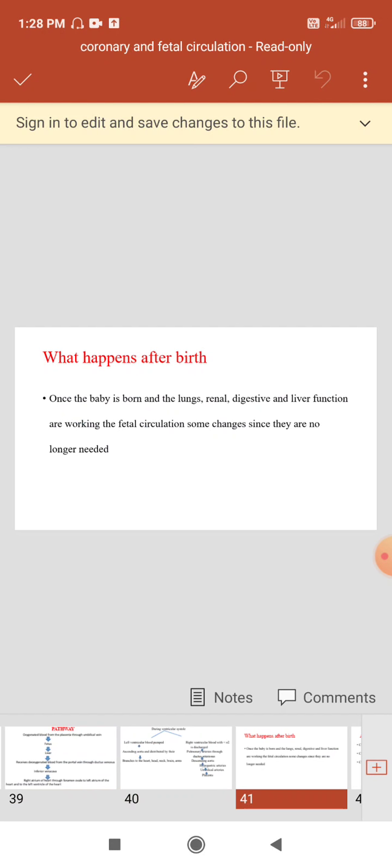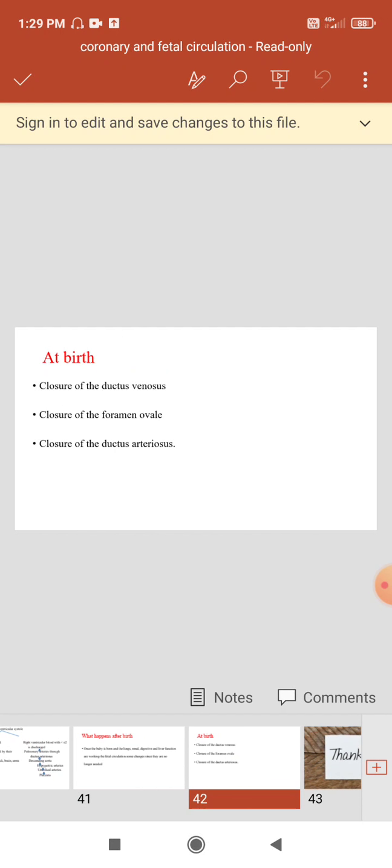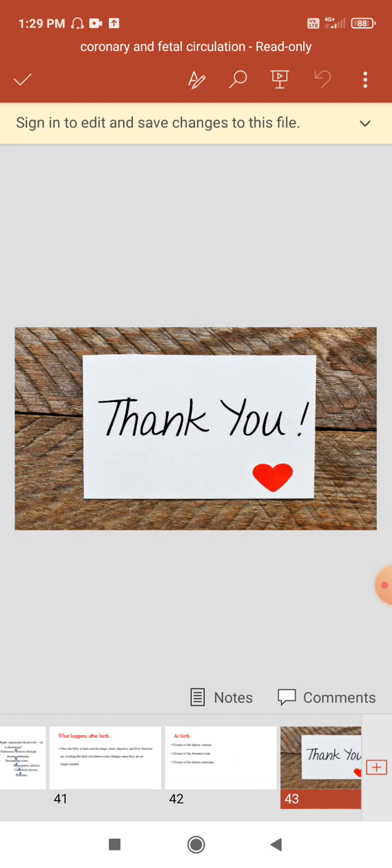Next is what happens after birth. Once a baby is born and the lungs, renal system, digestive system and liver are all working, the fetal circulation changes since those structures are no longer needed. While the baby is in the womb, some structures are formed for the fetal circulation, like the foramen ovale, ductus arteriosus and ductus venosus. These structures disappear after birth. At birth, the closure of the ductus venosus, ductus arteriosus and foramen ovale takes place. So that is all about the fetal circulation.